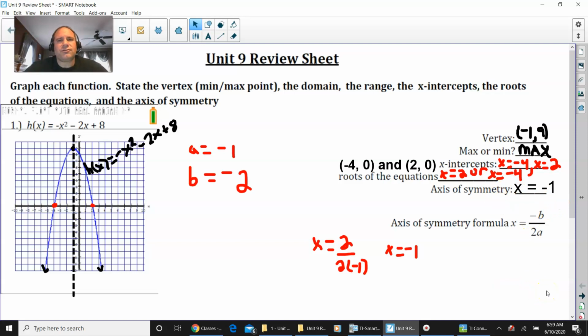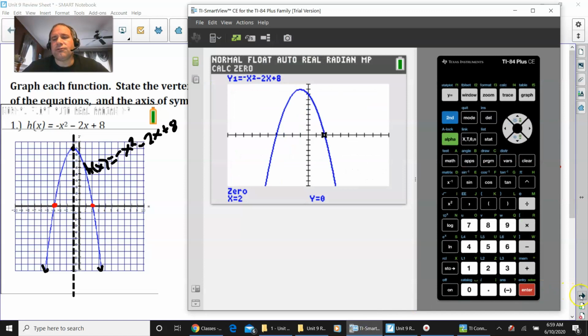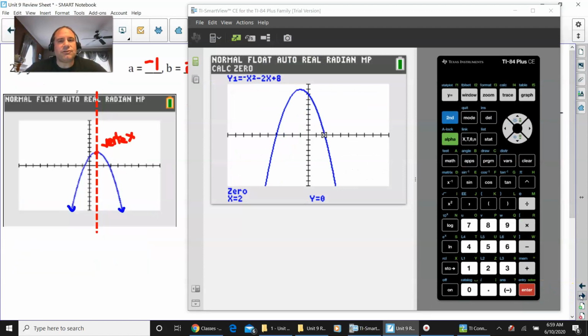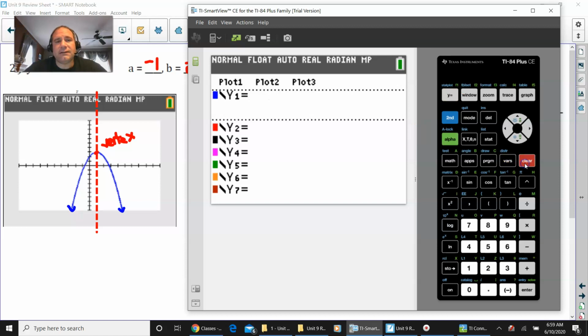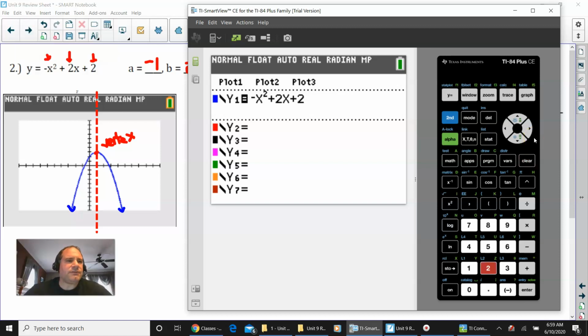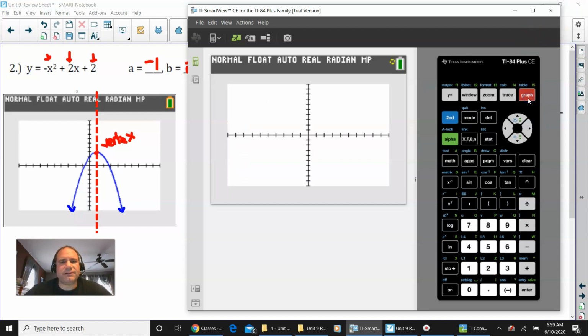Go ahead, try number 2. Remember, graph it in your graphing calculator. Bring up the graphing calculator, graph it, just make sure that you are putting the right equation in there, the right quadratic in. Remember, this quadratic is negative x squared plus 2x plus 2. And if you press graph, you could see exactly what I see right here, and I graphed it.